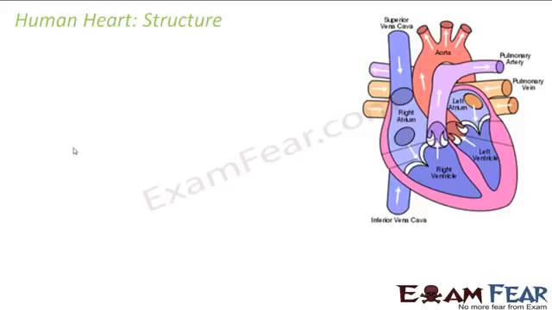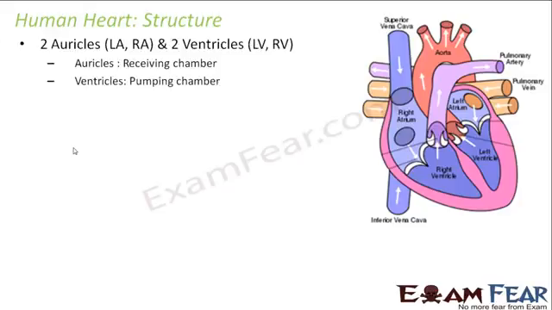So before that, we need to have a clear understanding regarding the structure of the heart. What all does the heart consist of? Let us try to understand the structure of the human heart. As I mentioned before also, it consists of 4 chambers, that is 2 auricles and 2 ventricles. The auricles are the receiving chambers. The mnemonic being AIR, auricle is receiving, and the ventricles are the pumping chambers, that is VIP, ventricle is pumping.